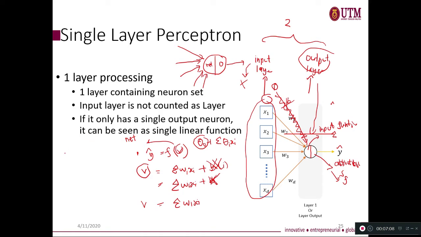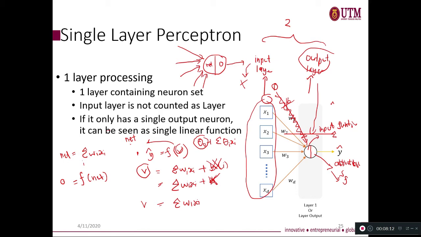So the notation should be like this. To find the output of your input function, it should be expressed this way: net is equal to the summation of Wi and Xi. Then, to find the output of the neuron, I won't use Y later, because Y is for the final output. For hidden layers or other layers, you will use the term O, which represents the output of your neuron. The output of your neuron is F, the activation function, of your net.